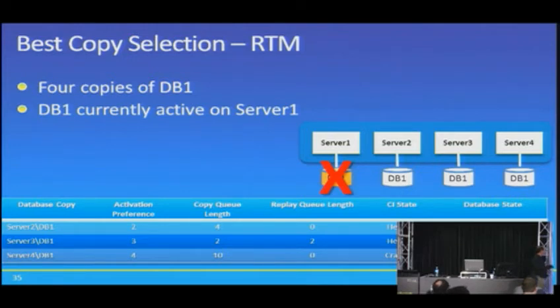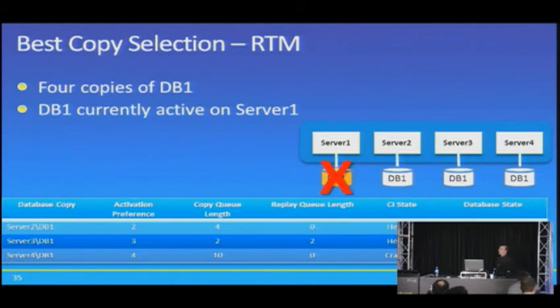I can see that DB1 has an activation preference of 2 on server 2, 3 on server 3, 4 on server 4. These just happen to match numbers. Again, the activation preference could be any number based on the number of copies that you have. Here, we've got pretty low copy queue lengths, no greater than 10 for server 4, but the lowest is clearly server 3. Replay queue length is pretty low on all of them. Got a healthy index, crawling over here on server 4. And the database state is activatable for all of these states. Healthy, obviously. The other one is disconnected and healthy. That means we're not in communication with that server anymore, but the last time we talked to it, it was healthy.